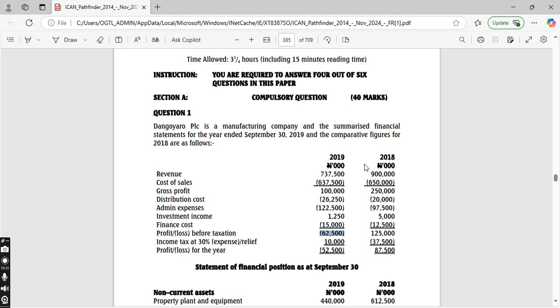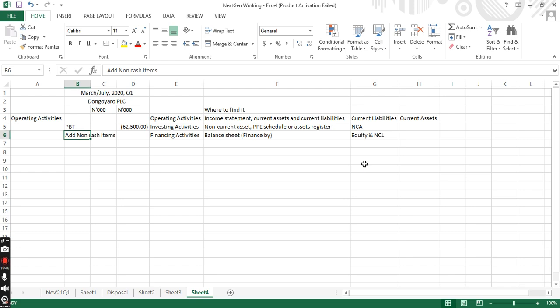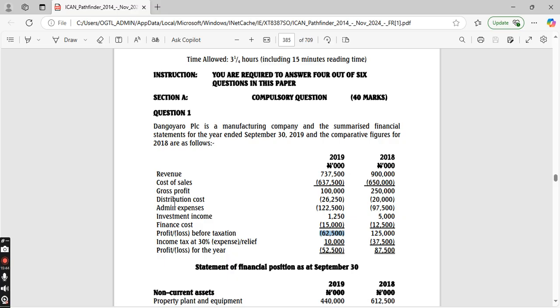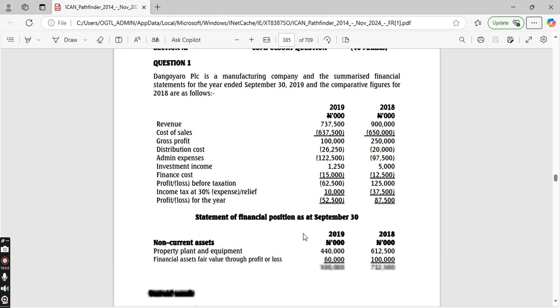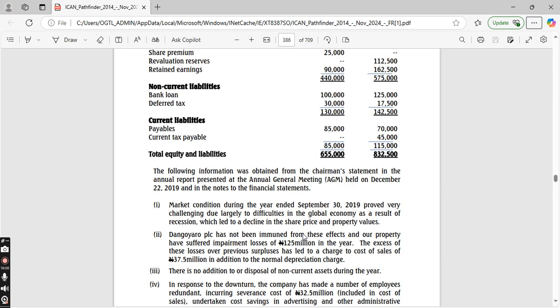All right, so that is that. Now, where we have non-cash items, we have to add them back. So let's look at our question. We have distribution costs. Do you have any additional information on the distribution cost? What makes up our distribution cost? We need to look at that.